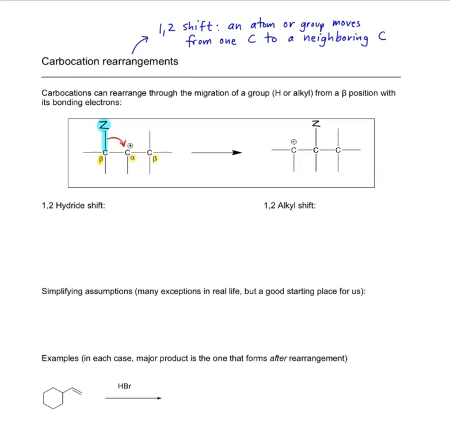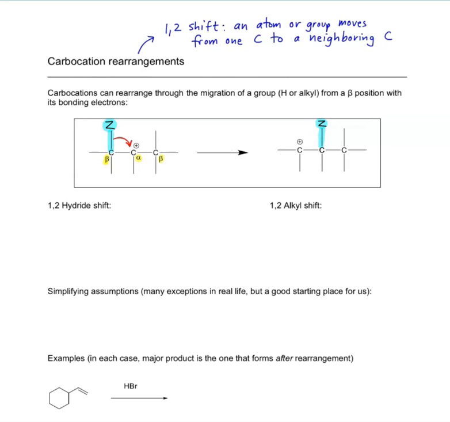So at the end of the day, we're going to end up with this. Essentially what's happened is that the positive charge and Z with its pair of bonding electrons have switched places. When Z and its pair of bonding electrons moves over, it leaves the positive charge behind while satisfying the positive charge that was on the alpha carbon. Let's look at some actual examples of this, starting with this one.